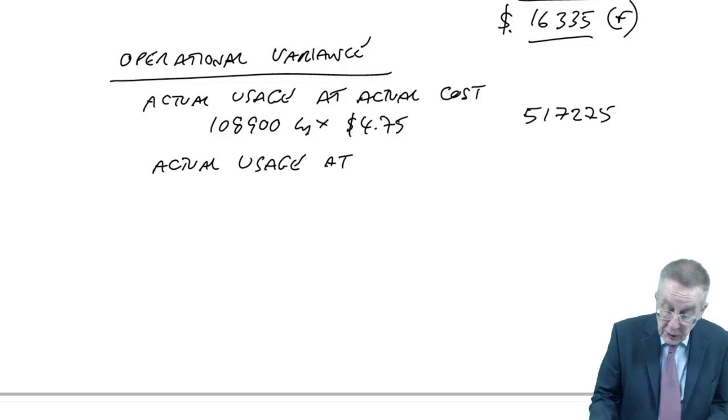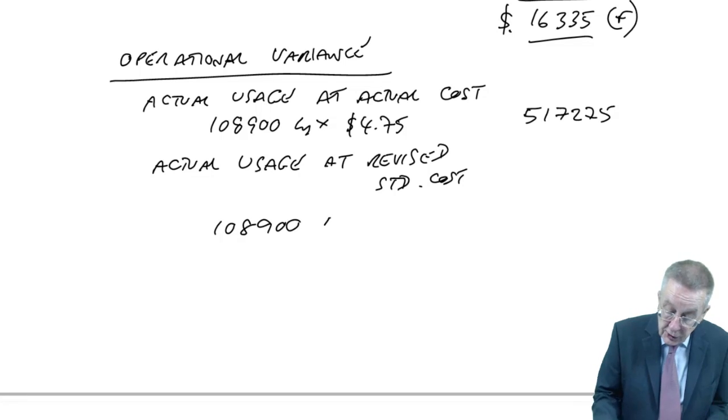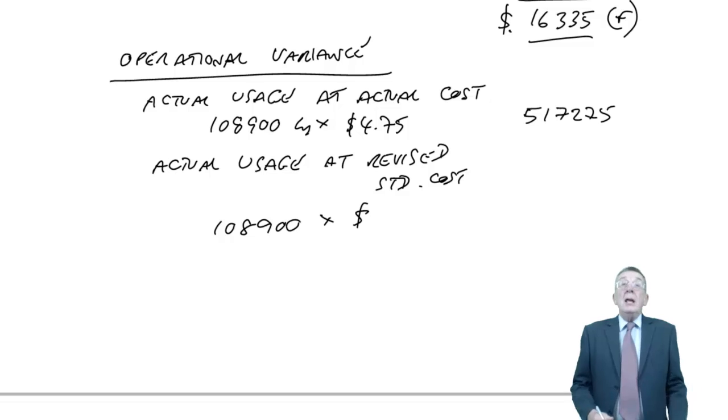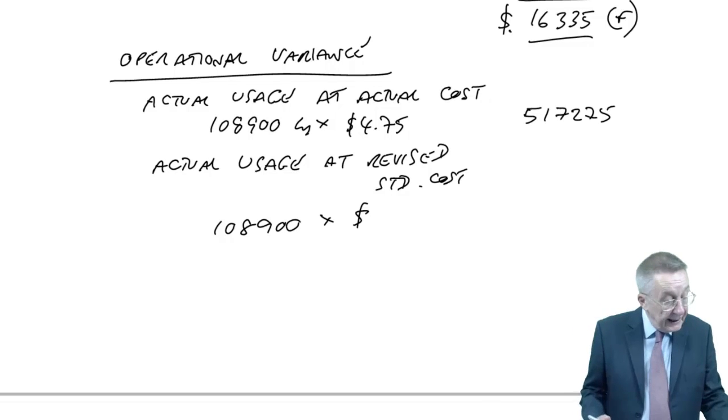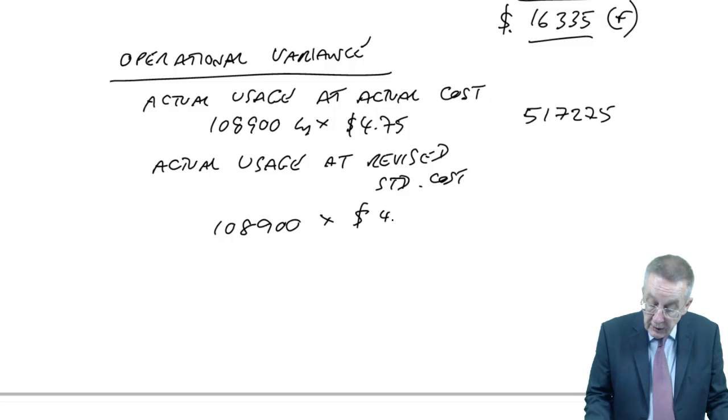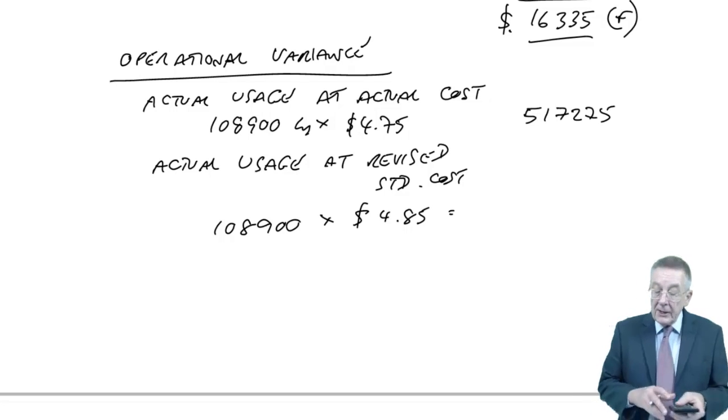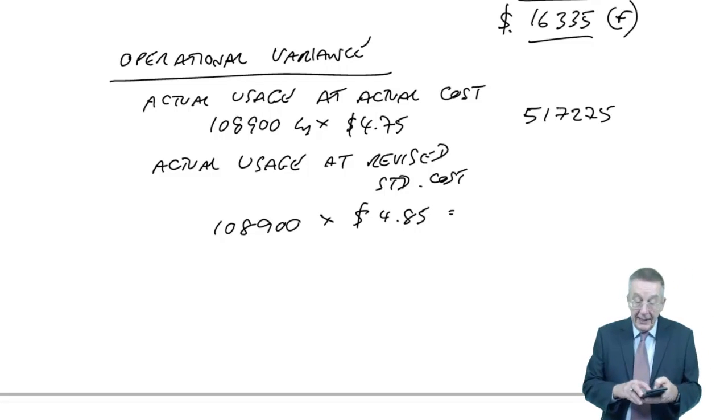Actual usage at this revised standard cost. 108,900, actual usage. Original standard cost is now irrelevant. He should have been paying this revised cost of 4.85, and so we would have expected him to have paid.